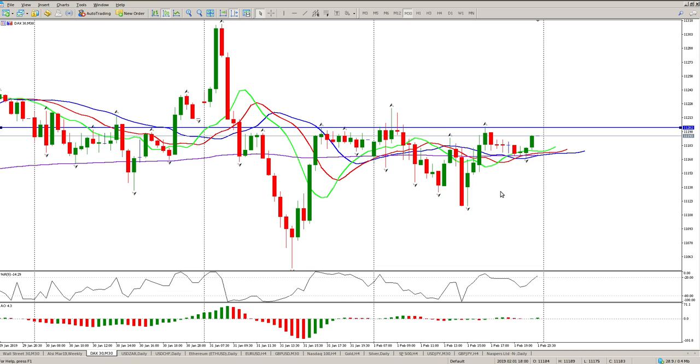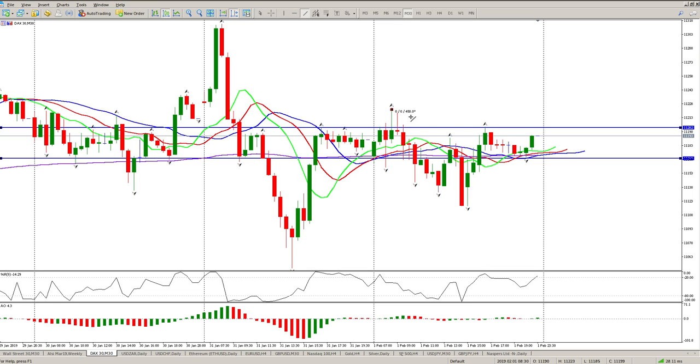Okay, so I think those are the two levels we need to watch out for. It also lines up with the alligator, so a break of that fractal to the upside gives you a long, stop below this fractal. A break below this fractal gives you a short, stop above there.